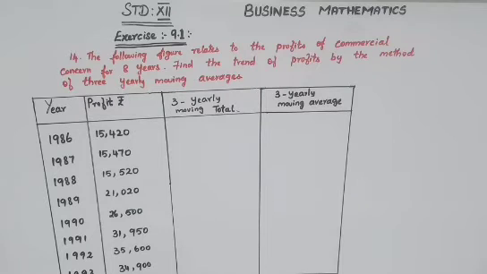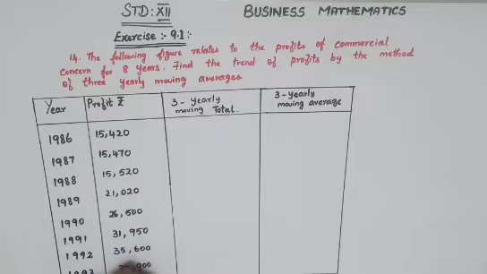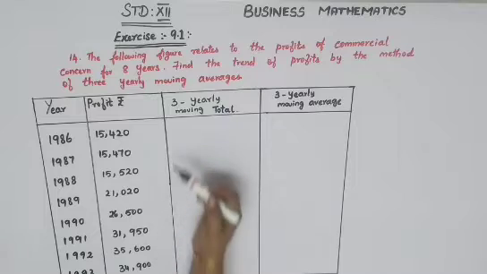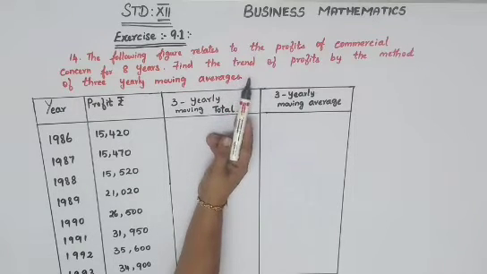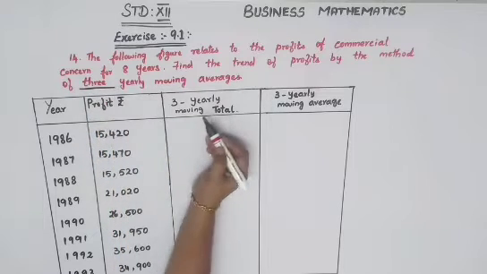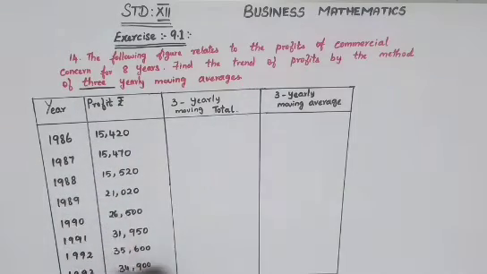14th question: the following figure relates to the profits of a commercial concern for 8 years. Find the trend of profits by the method of 3-yearly moving average. So here the years are given, 8 years, and the profit in those 8 years is given here, and they are asking you to find the trend of profits by the method of, and this is the keyword over there, 3-yearly moving average. That is the method. For that method, this will be your question. Years will be given and your profit will be given.